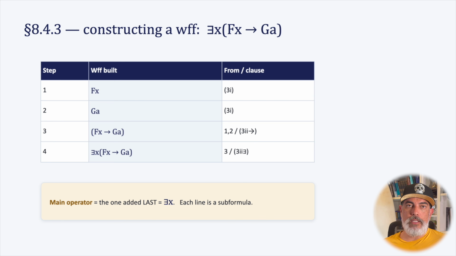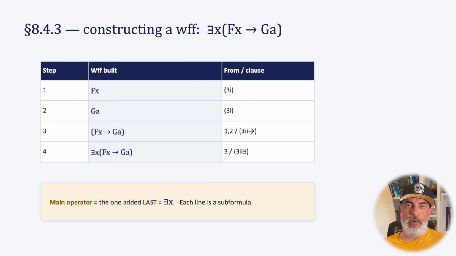Okay, let's actually construct a well-formed formula. Here, our example is: for some x, if Fx then Ga. The first thing we want to do is to construct our atomic well-formed formulas using part 1 of our definition. So that would be Fx and then Ga. Then we would want to make a conditional using part 2 of that definition, specifically the conditional clause: if Fx then Ga. Then we'll want to put on the existential quantifier last using part 2 of that definition, specifically the existential quantifier clause: for some x, if Fx then Ga.